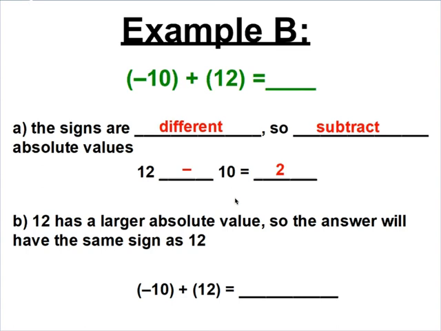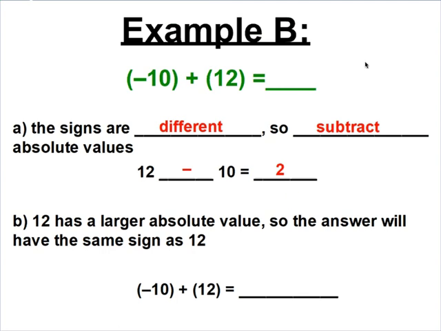If you notice, I lined them up so I'm subtracting the smaller absolute value from the larger absolute value, 12 minus 10. You're allowed to do that, and that's actually the correct way to do it. You should always do the larger absolute value minus the smaller absolute value. We all know that 12 minus 10 is 2, but that's not our final answer yet.